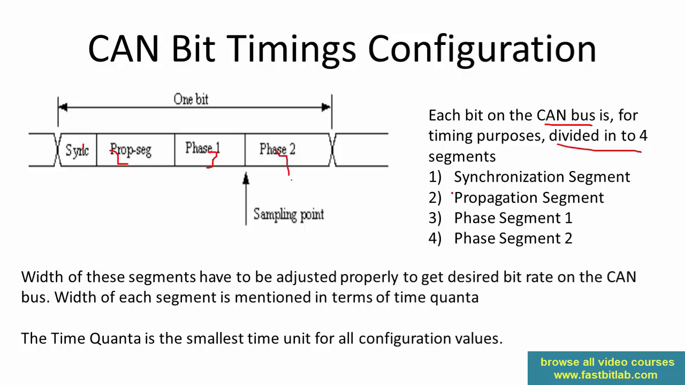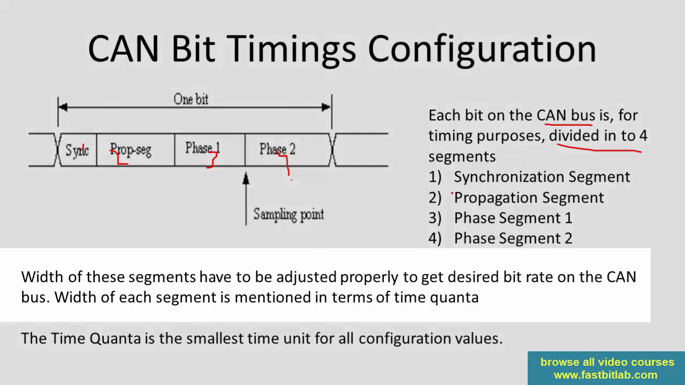Okay, so the first segment is called as synchronization segment, second one is propagation segment, third one is phase segment 1, and the fourth one is phase segment 2. So a bit is collection of all these segments. So all these segments are required for transmission as well as reception purposes, and these segments are actually decided by the specification. Now these are required for the correct operation of the CAN bus, I mean correct transmission as well as for reception.